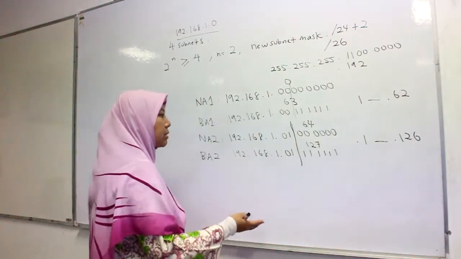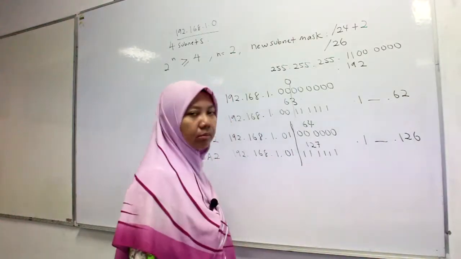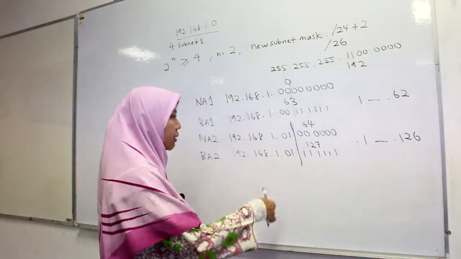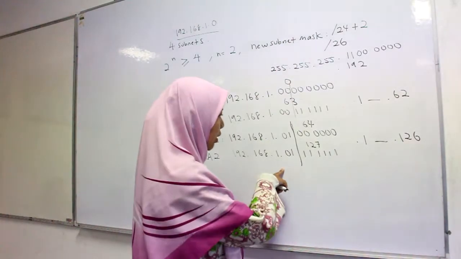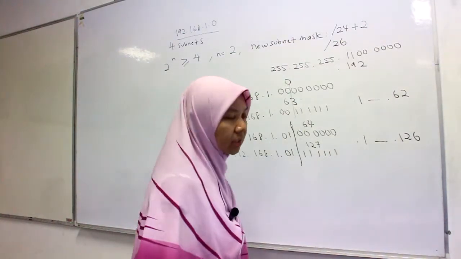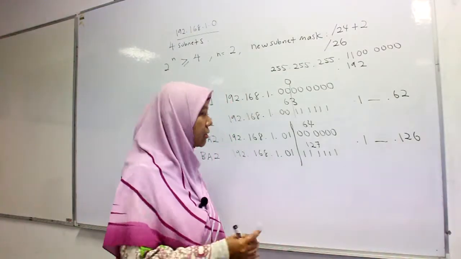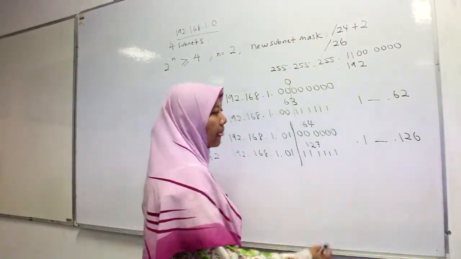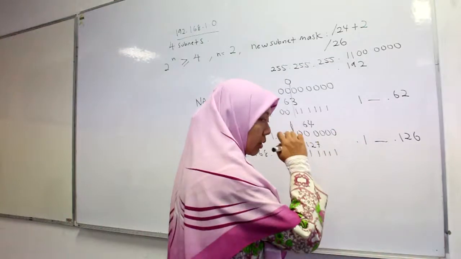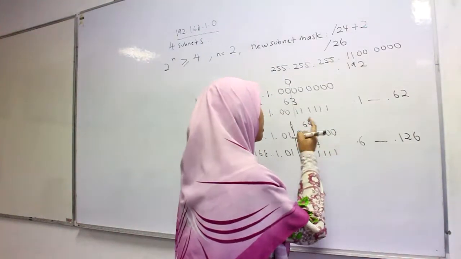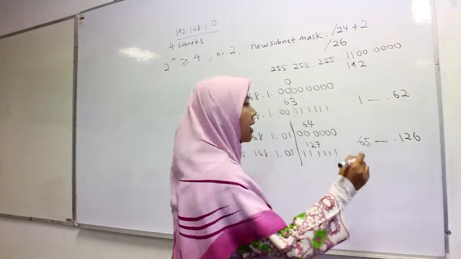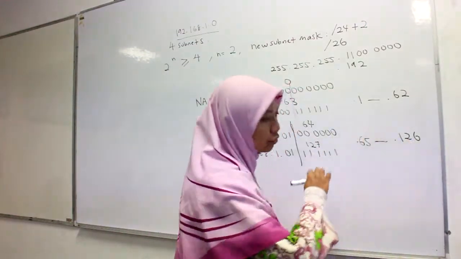And for the broadcast address, the host part must all become bit number 1. Convert it back to decimal, so you get 192.168.1.127. So the usable IP addresses for the second subnet are .65 until .126.